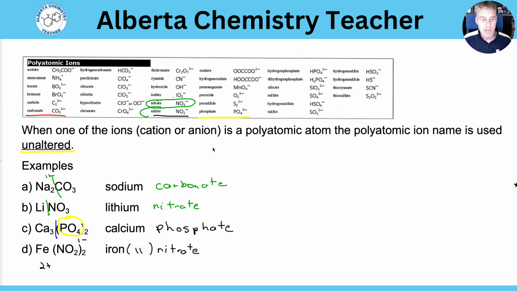So that concludes naming ionic compounds. Next in the video series, we'll be naming molecular compounds, and this is where the prefixes mono, di, tri come in.